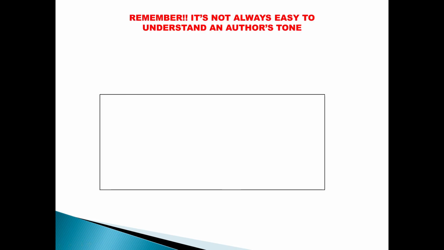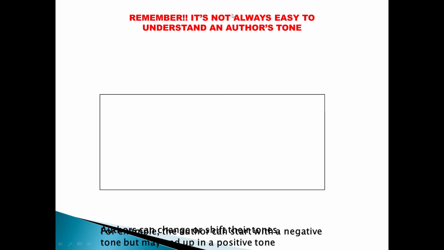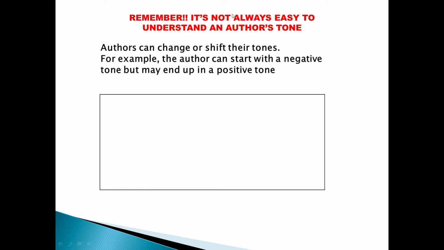Okay. But there is something to remember. It's not always easy to understand an author's tone. You know why? Because authors can change or shift their tones. For example, the author can start with a negative tone. He might disagree with something, or he might say that he didn't like something, but may end up in a positive tone. This happens. So you have to be very careful. Don't get tricked by that. Remember, it's not always easy to understand an author's tone. Do you understand? Because they keep changing or shifting tones.